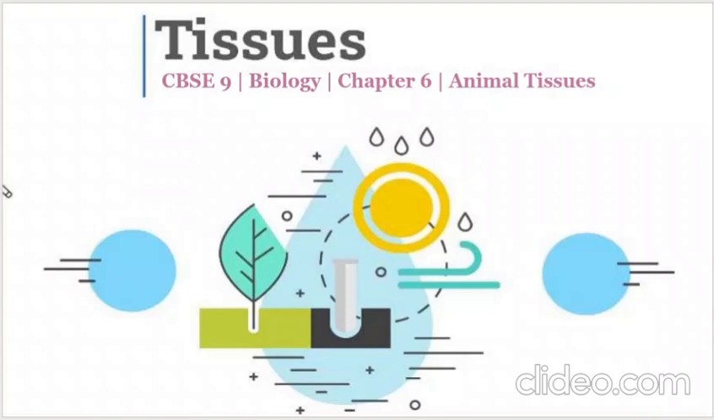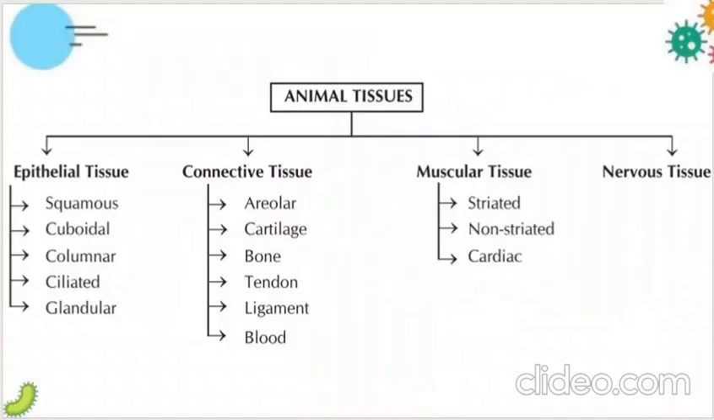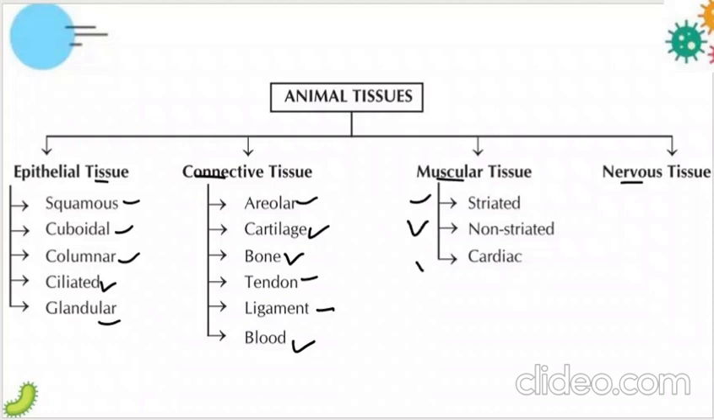So let's start with animal tissues. Let's understand with a quick flow chart. When I talk about animal tissues, they are majorly divided into four types: epithelial tissue, connective tissue, muscular tissue, and nervous tissue. Epithelial is further divided into squamous, cuboidal, columnar, ciliated, glandular, and connective is divided into areolar, cartilage, bone, tendon, ligament, blood. Muscular tissues are divided into striated, non-striated, cardiac muscles. And for nervous tissues, we talk about the neuron.